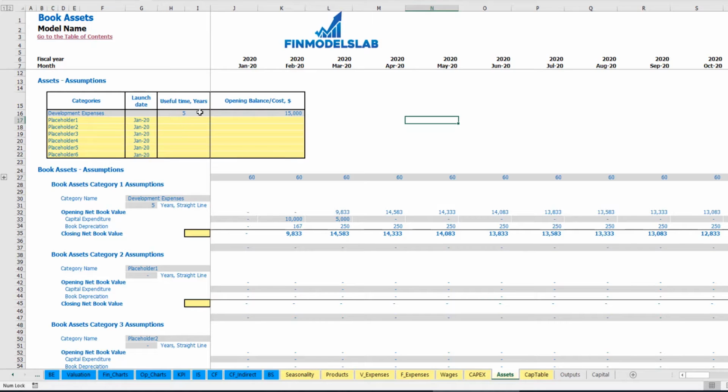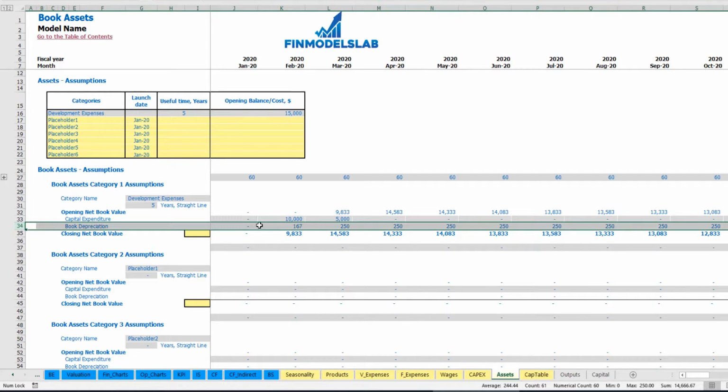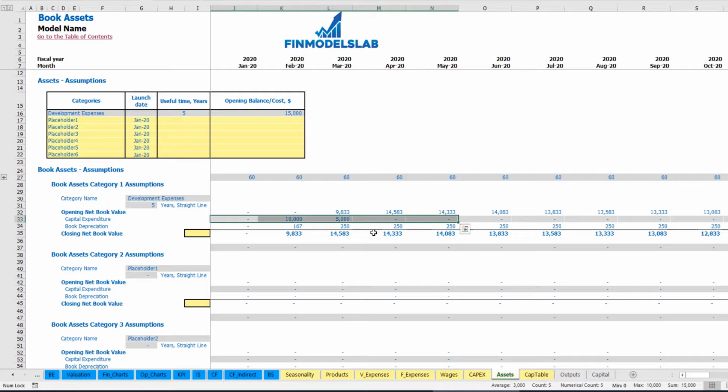By default it has a useful life of 5 years for the calculation of depreciation. You may find the calculation of depreciation for development expenses in here. Here you may also find capital expenditure and closing net book value. Additionally, you have up to 6 placeholders for other assets.